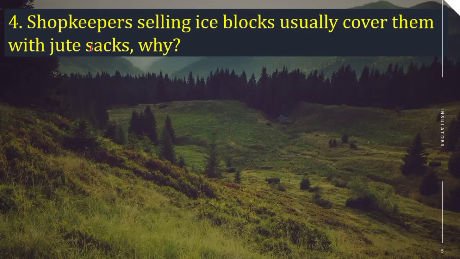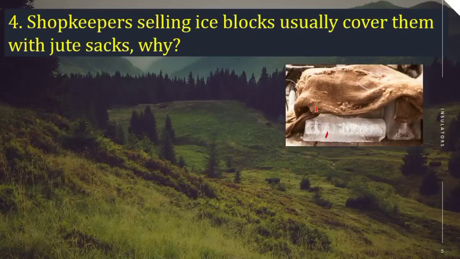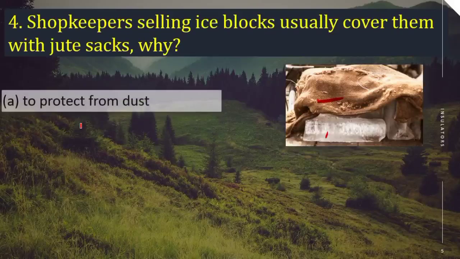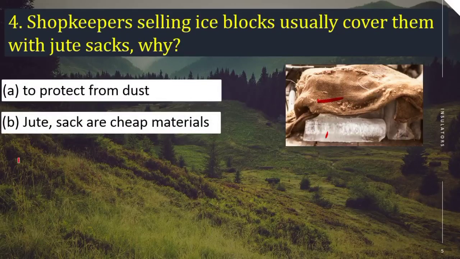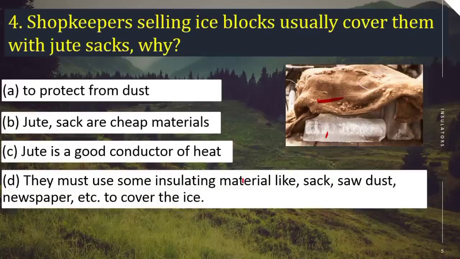Shopkeepers selling ice blocks usually cover them with jute sacks. Why? Here we can see the ice block is being covered with a jute sack. Option A, to protect from dust. Option B, jute sacks are cheap materials. Option C, jute is a good conductor of heat. Option D, they must use insulating material like sacks or dust, newspaper, etc. to cover the ice. Here they are using this jute material because it is a poor conductor of heat, and this jute bag does not allow the ice to melt very easily, therefore it is being used. The correct answer for this question is option D.